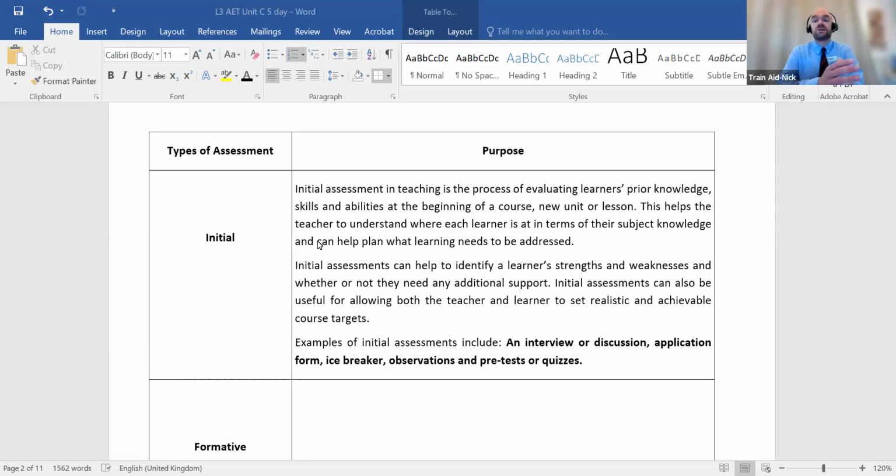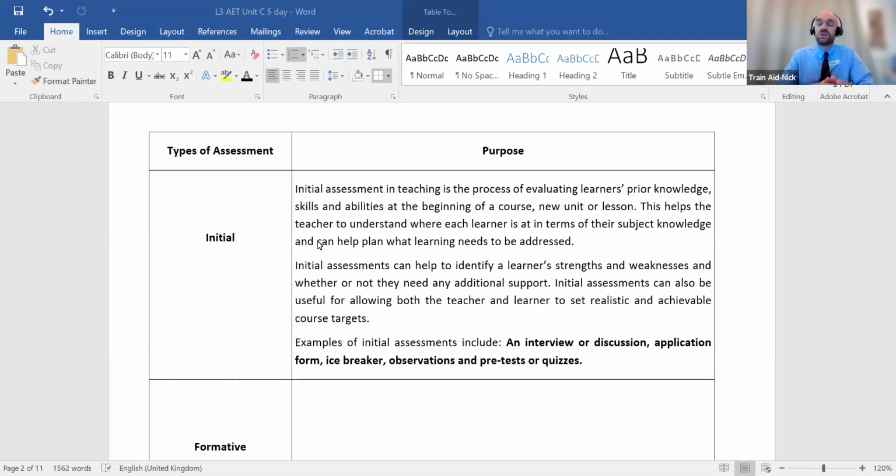So let's take initial assessment. Initial assessment is essentially the beginning of your learner's journey. As a teacher or trainer, you will conduct some form of initial assessment at the start of your qualification. The purpose, the reason we do that, is to check our learners' previous knowledge, their prior knowledge, their previous skills and also abilities at the beginning of the course to ensure that the course is right for them.